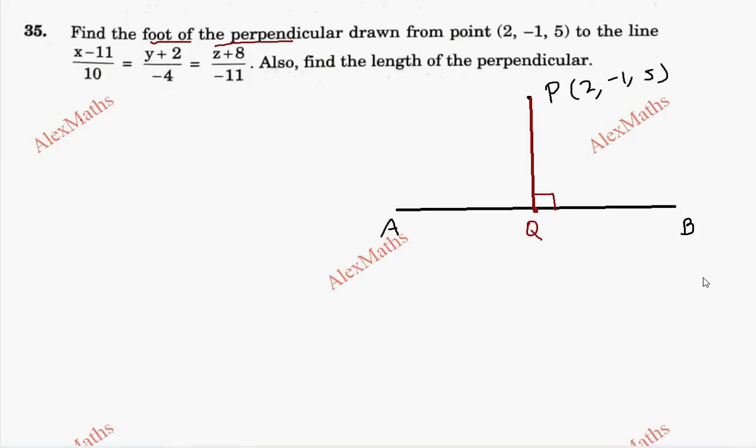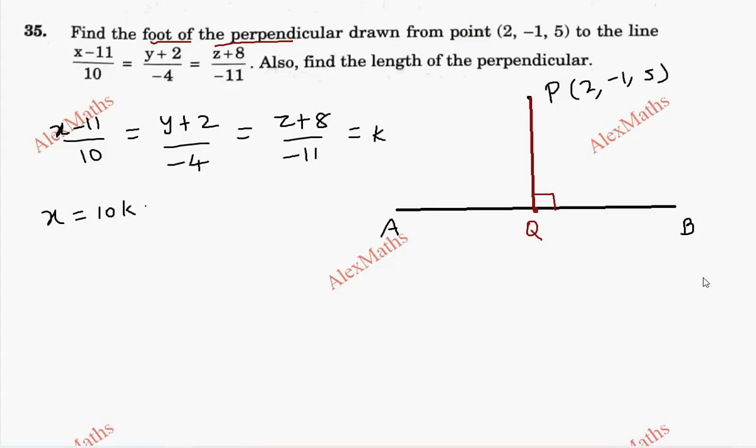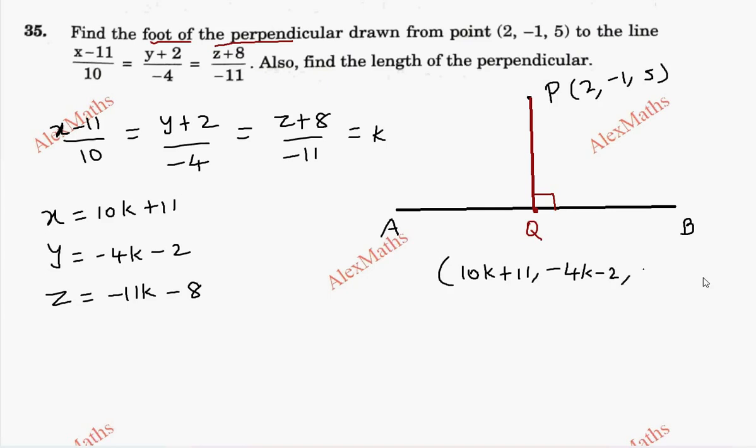Now equating this line equation AB to K, we are going to get x, y, z in terms of K. X is 10K plus 11. Y is minus 4K minus 2. Z is minus 11K minus 8. So the Q is (10K plus 11, minus 4K minus 2, minus 11K minus 8).